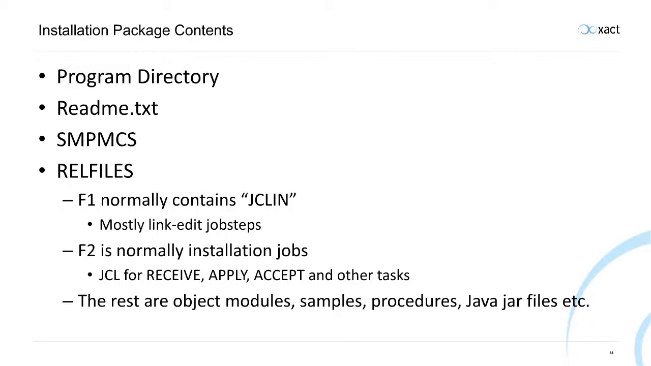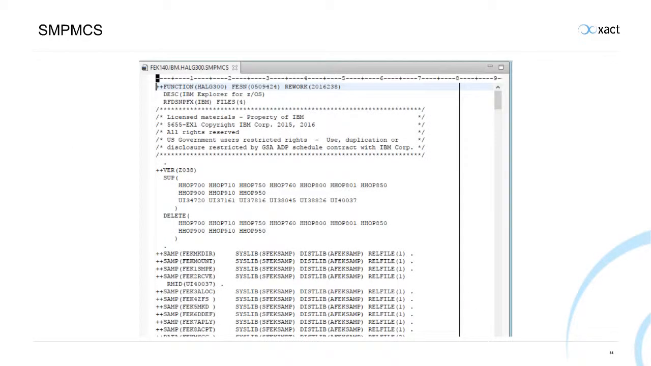The SMPMCS dataset is a directory of modules for SMPE with instructions on where and how to store each of them. The REL files contain all the rest of the material. This is the first part of an SMPMCS dataset. The header describes the FMIDs of the package, how many REL files it contains, and instructions about every element in the package. SYSLIB denotes a target library, DISLIB denotes a distribution library, and the REL file instruction says where to fetch it.